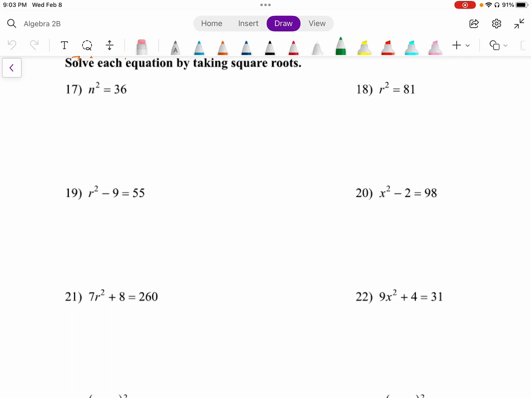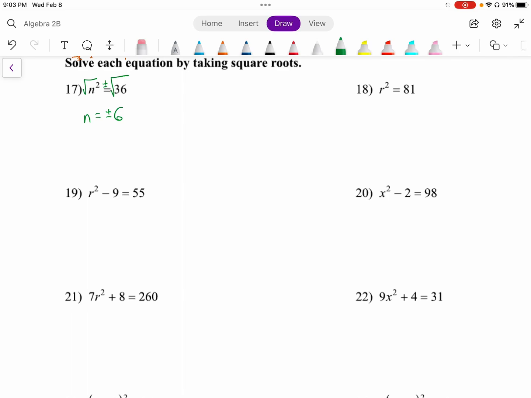In this case, it's just n squared equals 36, so we can take the square root of both sides. Make sure when you take the square root of both sides, you put plus or minus. So we have n equals plus or minus, and then we think to ourselves, what's the square root of 36? And that is 6. So that's our answer. Make sure you put plus or minus.